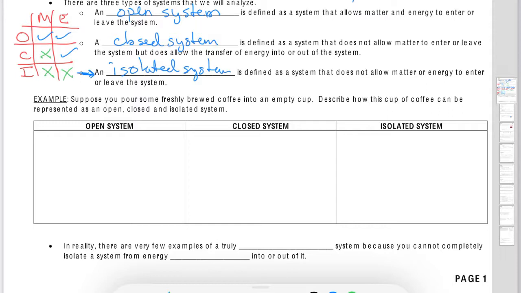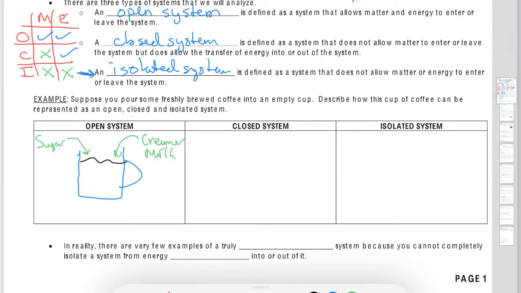All right, and so now let's look at this: suppose you pour some coffee. I don't like to drink coffee, but I drink tea. Describe how this coffee can be represented as an open, closed, or isolated system. If I just have your standard traditional mug, this would be an open system because I would be allowed to add in matter, like creamer or milk.